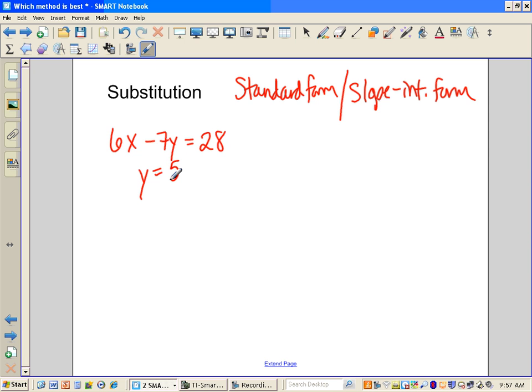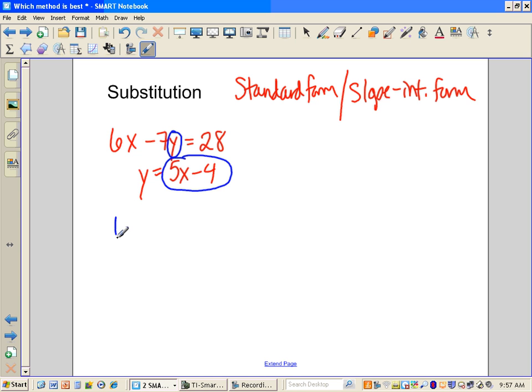Y equals 5x minus 4. Let me just switch colors here so that you can see. Since y is equal to all of this, I can replace it in this equation. By doing that, I only have one variable left, so I can solve for x because I just have x. If I have x and y, I have two variables I can't solve for.